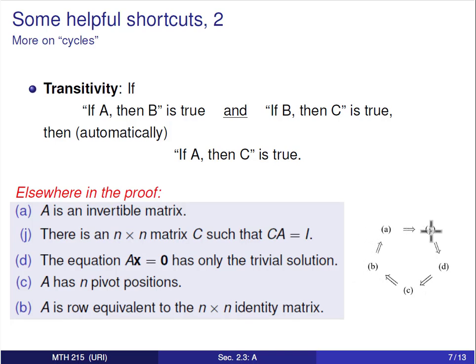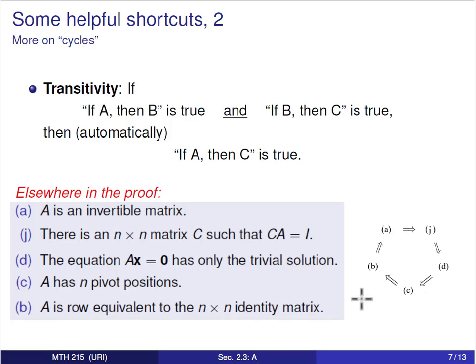And as you look at these statements, they're arranged in sort of a cycle of implications there. All right? Now, these are the statements themselves that you'll find in the statement of the invertible matrix theorem, but their proof, at least as it appears in the textbook, is done in this way. We use the truth of statement A to prove the truth of statement J, and then from J we prove the truth of statement D, and so on through C and B as well.